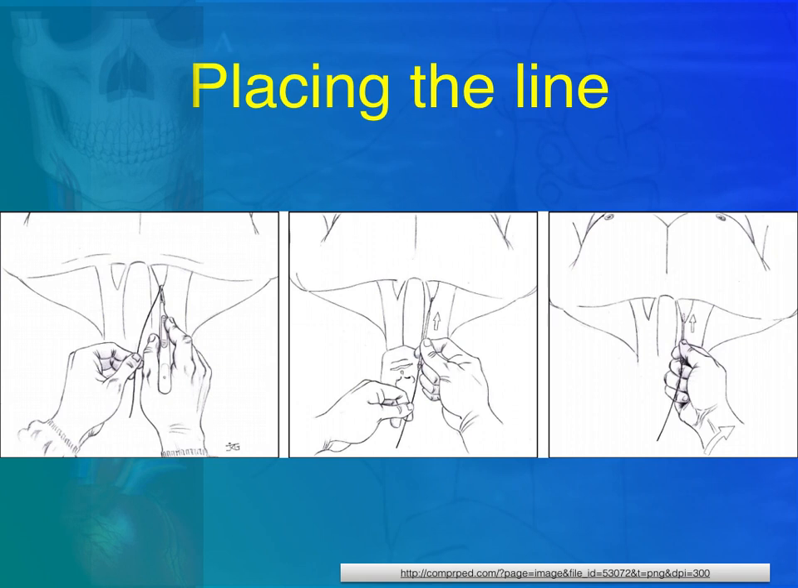Be advised that you should always have control of the wire with your hands. The wire should never be left unattended.